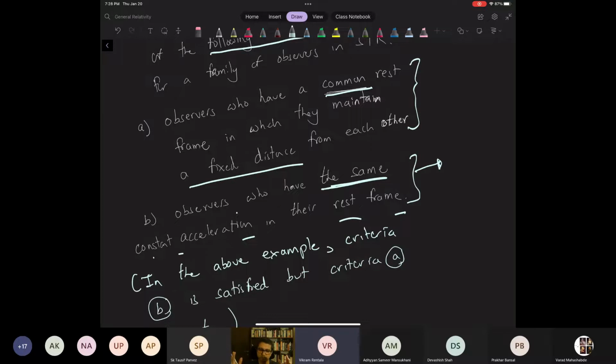Here we had observers who satisfied condition B. You had a bunch of observers who had the same constant acceleration in their rest frames. However, their rest frames, or their momentarily co-moving rest frames, are not common MCRFs. That is, one observer's rest frame is not the rest frame of another observer at the same instant of time. It might be the rest frame of the other observer at a different instant of time, but they cannot be simultaneously at rest. So there is no common rest frame in which they maintain a fixed distance from each other.